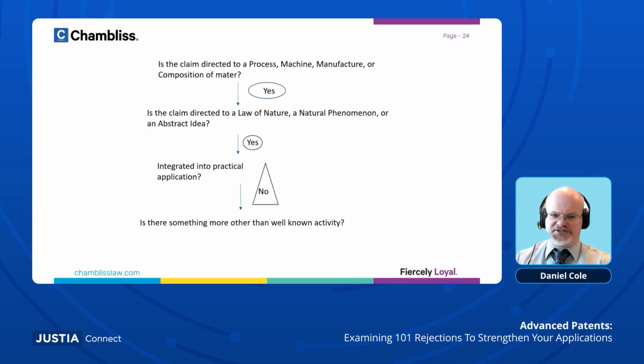The last thing, even if you have not integrated it into a practical application, you have to have is there something more than well-known activity? Is there something more than the exception that is going to get you into patentability? And this is what you might want to make sure you have, even if you are relying on the integration into practical application. So it's somewhat unclear how courts are going to react to that addition by the USPTO.